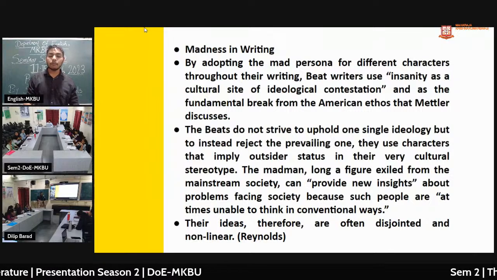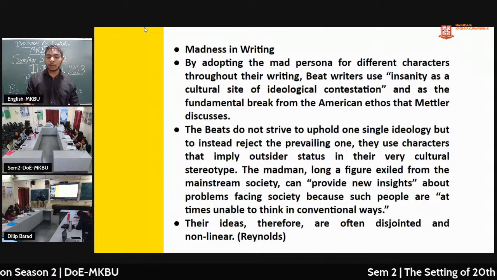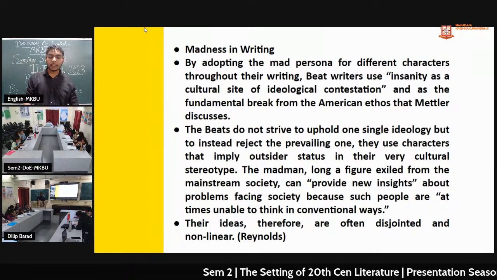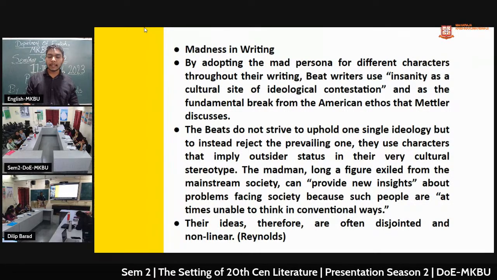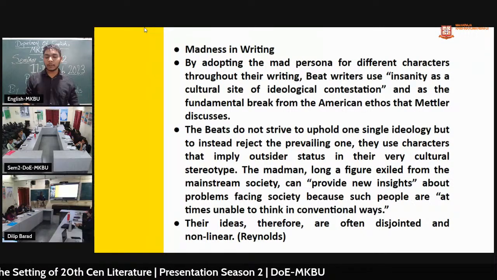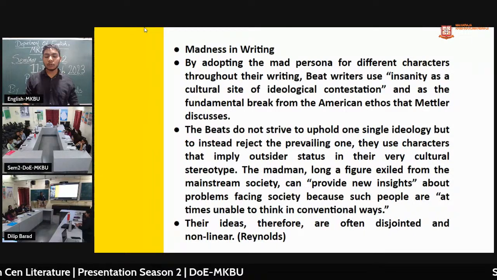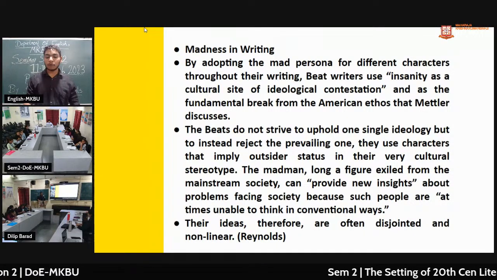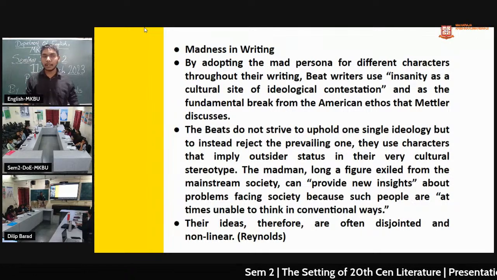The madman, a figure expelled from mainstream society, can provide new insights about problems facing society because such people are at times unable to think in conventional ways. Their ideas, therefore, are often disjointed and non-linear.